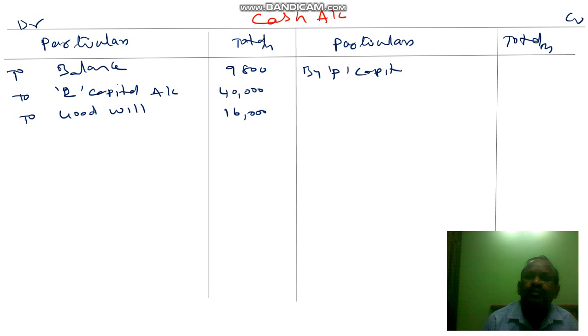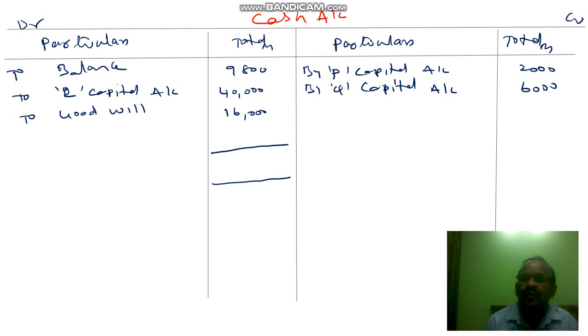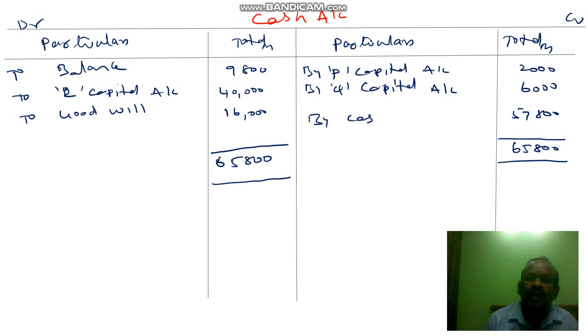P capital account is 2,000, Q capital account is 6,000. So here the difference between both totals, 65,800 and 65,800. Difference is 57,800 by balance. So at the end of the year, the cash is 57,800.